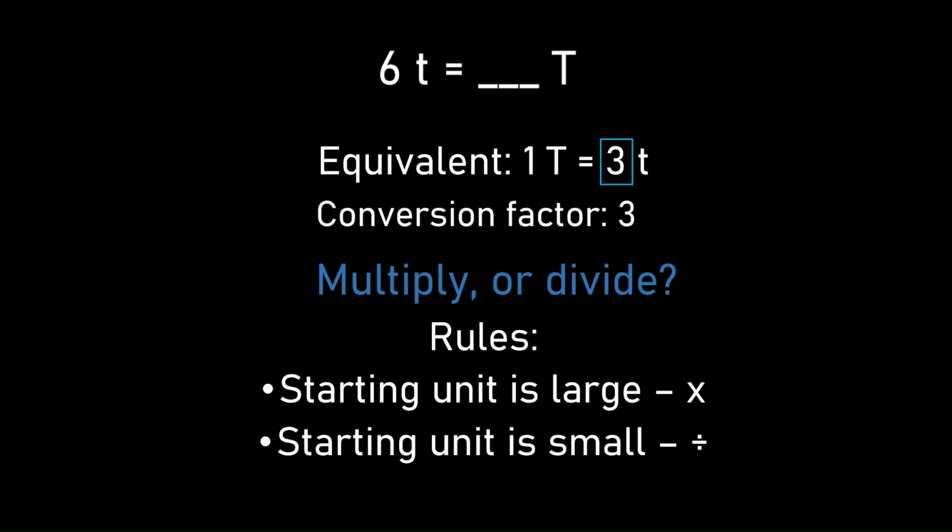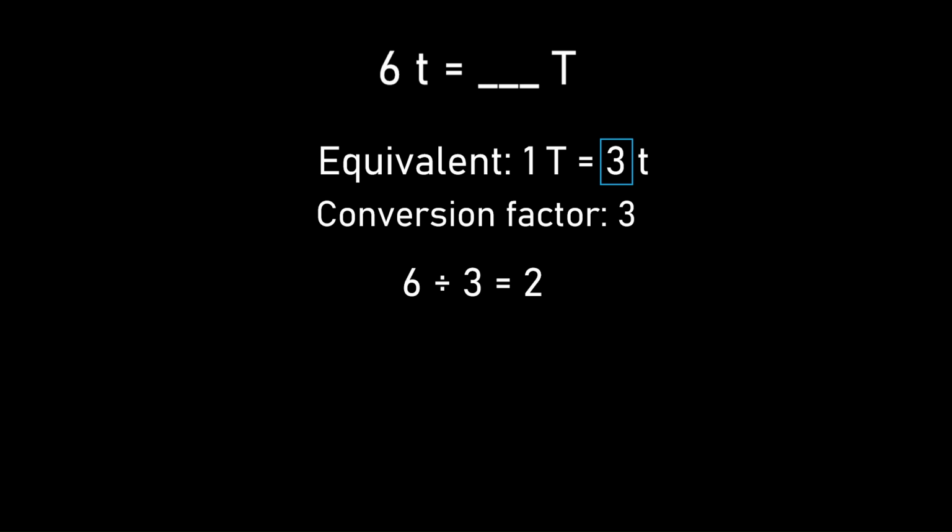Now let's recall our rules, knowing that we're starting with the smaller unit. According to the rules, we should divide. So let's divide our 6 teaspoons by our conversion factor, the number 3. This leaves us with the answer that 6 teaspoons is equal to 2 tablespoons, which is correct.